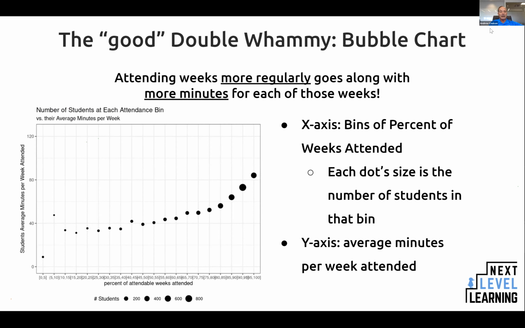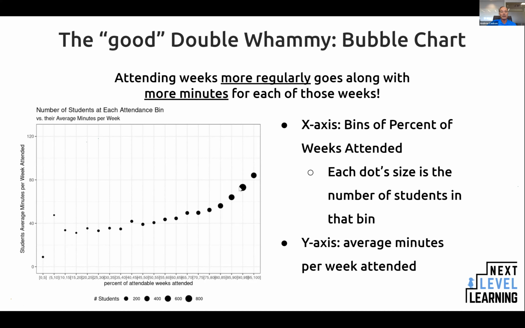Across the bottom axis, we took students and binned them by their percent attendance. The size of the bubble represents how many students are in that bin. On the far right, it's a little tough to read, but that's the 95 to 100% attendance. It even goes beyond that, because some kids attend in unattendable weeks like winter break, and we don't count that as attendable. In the middle, this bubble is 45 to 50% attendance.